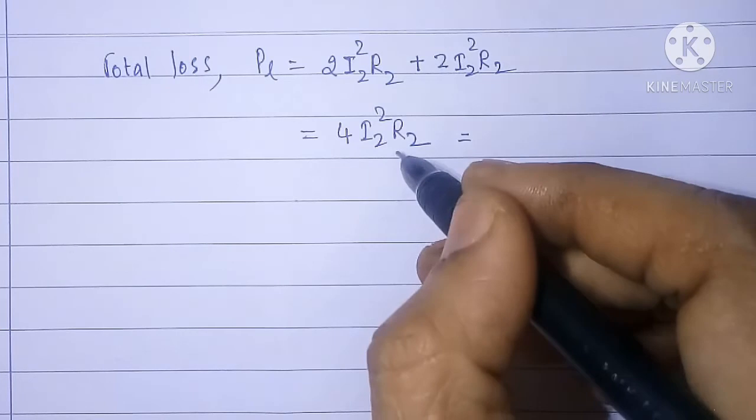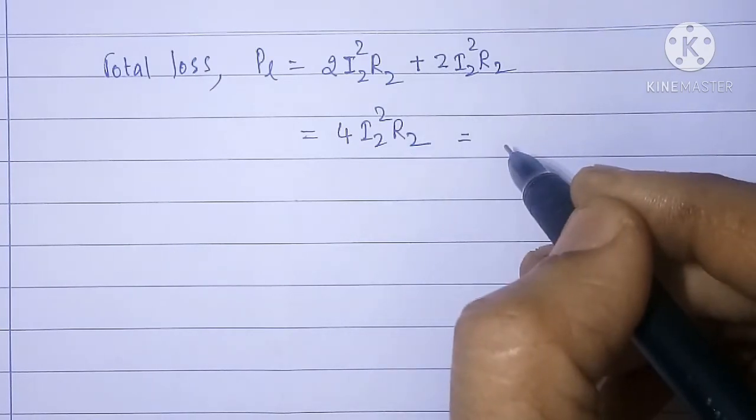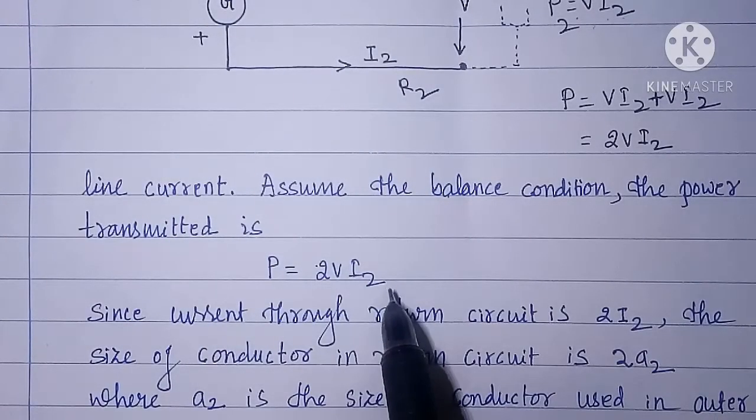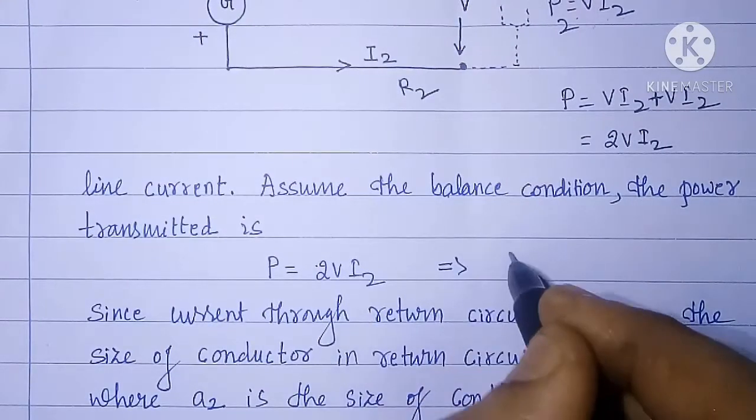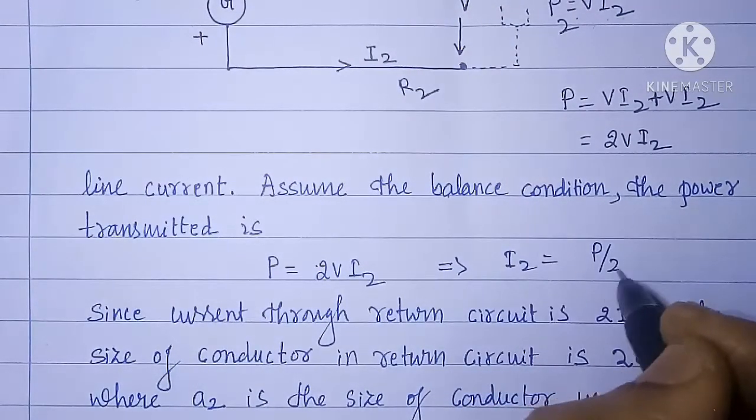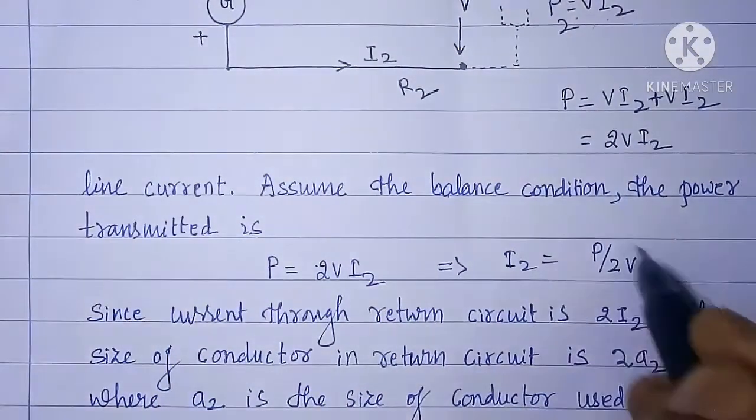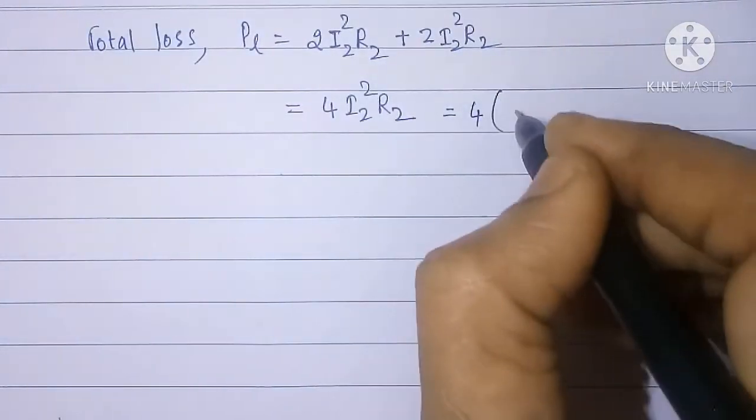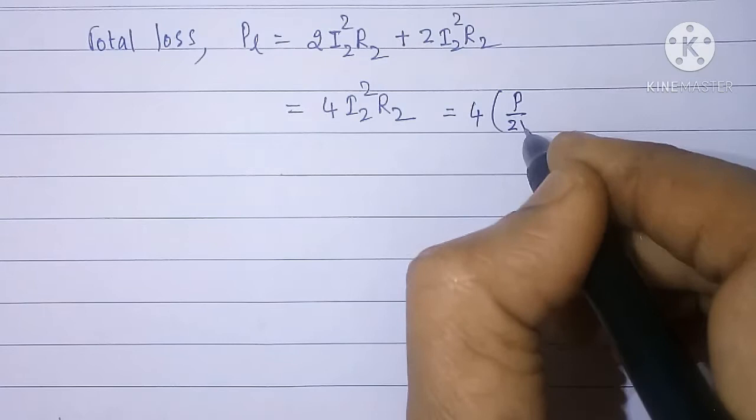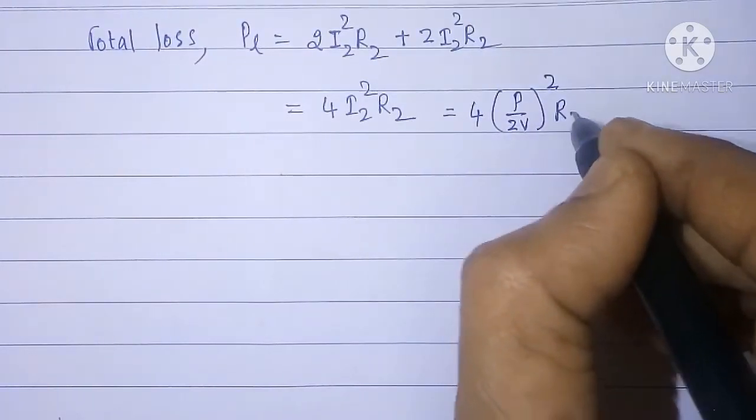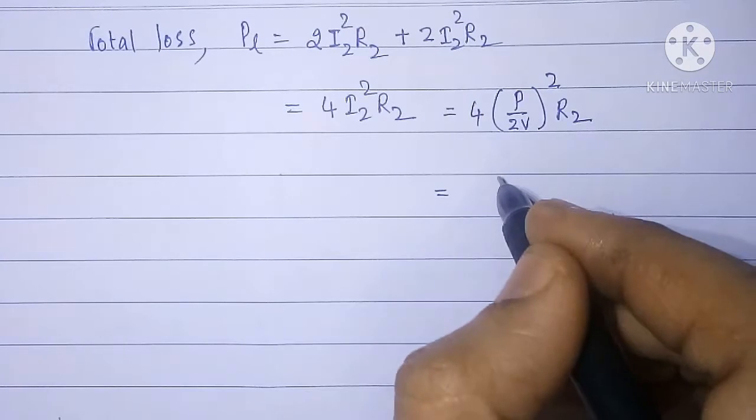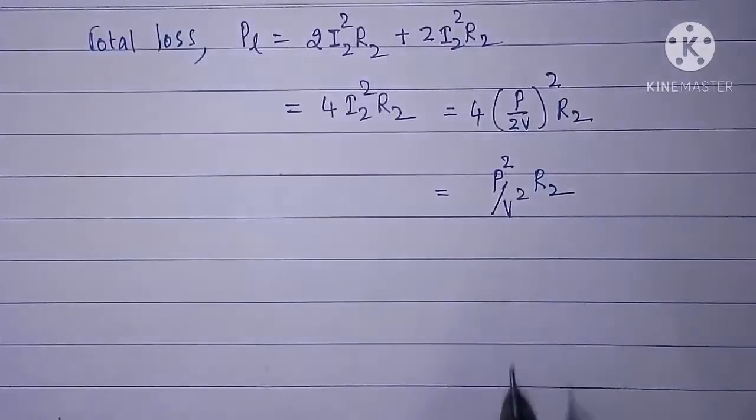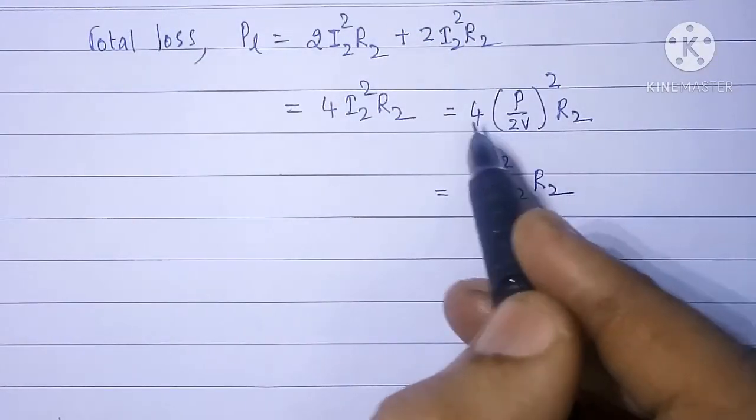We can write for current I2 using equation for power, that is P equal to 2V I2. From this we get I2 equal to P by 2V. Using this P by 2V in place of I2, 4 into P by 2V square into R2, that is equal to P square by V square into R2. Because 2 square is 4, 4 and 4 will cancel.